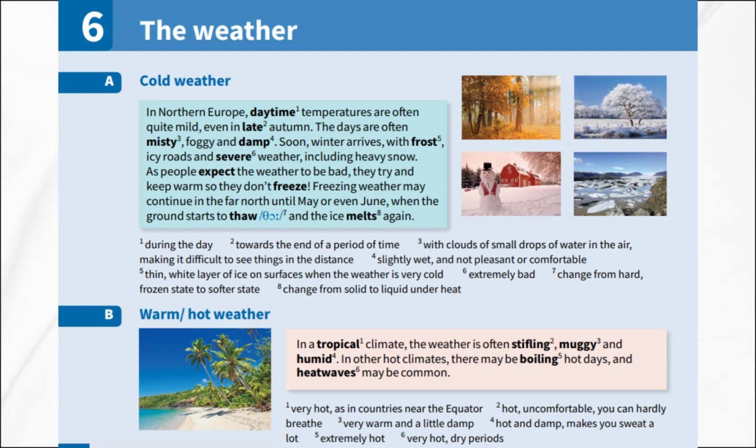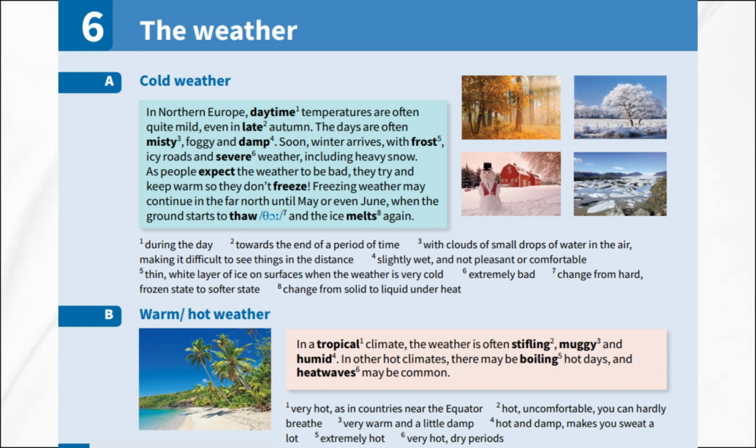Then, winter arrives. And with it come frost, icy roads, and sometimes severe weather, including heavy snow. People in these regions expect bad weather, so they try to keep warm to avoid freezing. In fact, freezing temperatures can continue in the far north until May or even June. That is when the ground finally starts to thaw and the ice begins to melt.